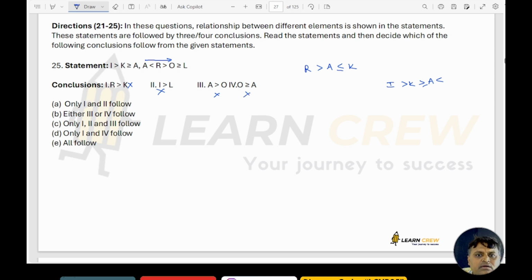So what can you say here? The answer is actually none of these, I believe. I will go for none of these, because I, K, A, and A, O. Directly, A is less than R, which is greater than O. But from A to O, you have less than, greater than. So it is neither, none follows here.